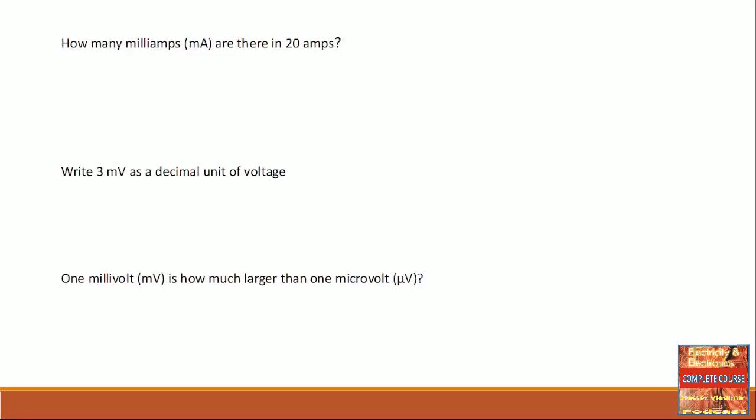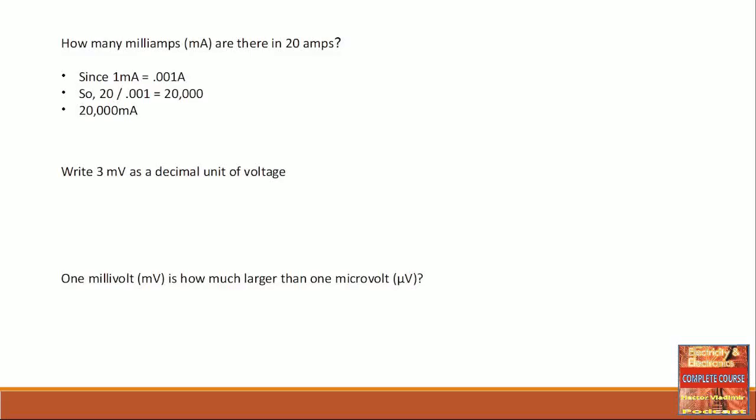How many milliamps are there in 20 amps? To get the answer for that, since 1 milliamp equals 0.001 amp, all you have to do is divide 20 for the 20 amps by 0.001 for the milliamps. And when you divide, you get 20,000. So there are 20,000 milliamps in 20 amps.